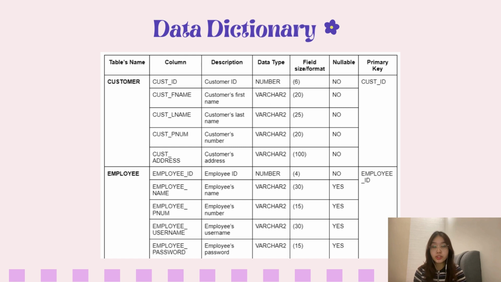This is the data dictionary for our database. First, we have table customer with 5 different attributes: customer ID, customer first name, customer last name, customer PIN number, and customer address. And the data types are as follows. Then next, we have table employee with 5 different attributes, which are employee ID, employee name, employee phone number, employee username, employee password. And the data types are number and varchar too.